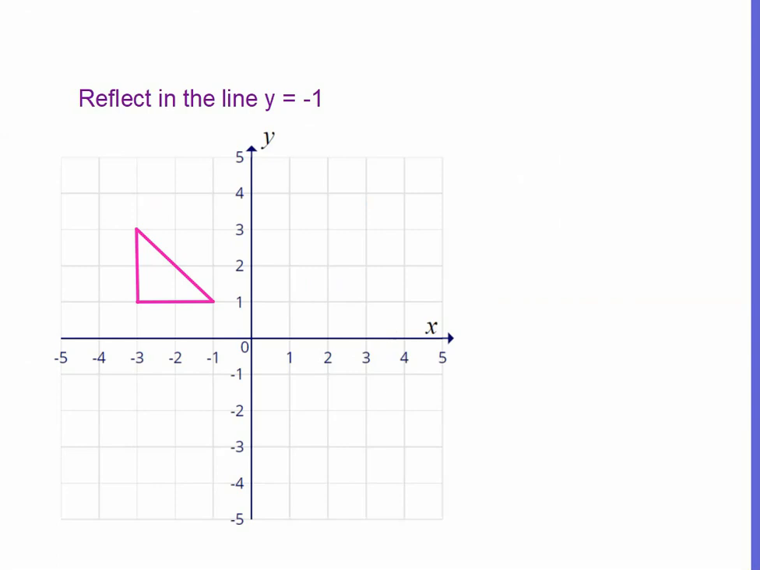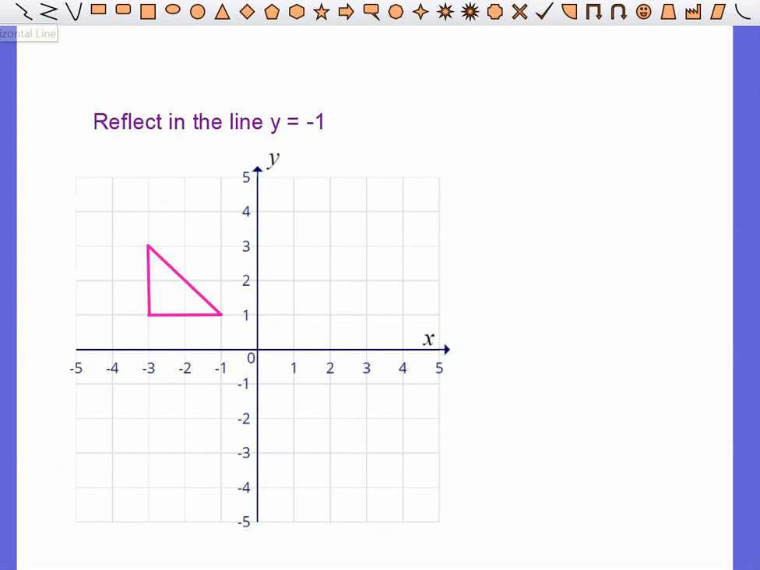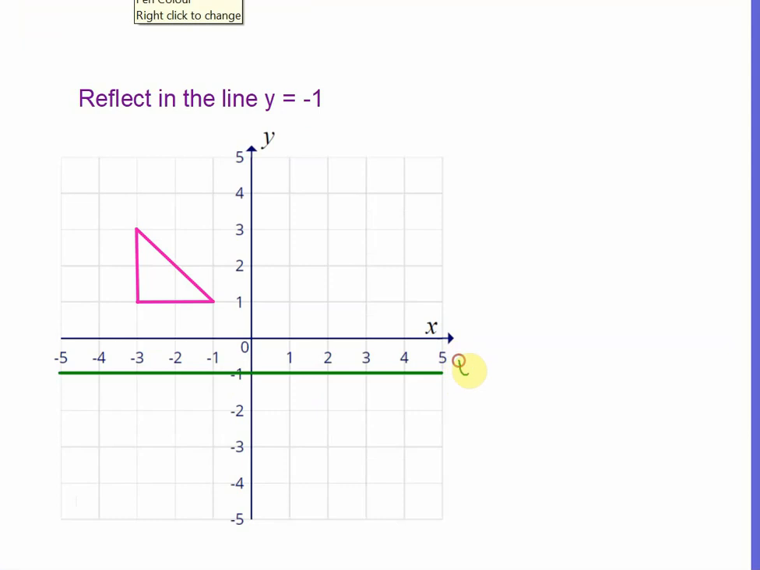So let's actually do some questions. This is a classic style of question. We have to reflect the shape in the line y equals minus 1. Well, hopefully you know where that line is first of all. So y equals minus 1 is here. Just going to write that on there. So y equals minus 1. If we look at these coordinates, we've got 1, minus 1; 2, minus 1; 3, minus 1; 4, minus 1. It's always minus 1 in the y.